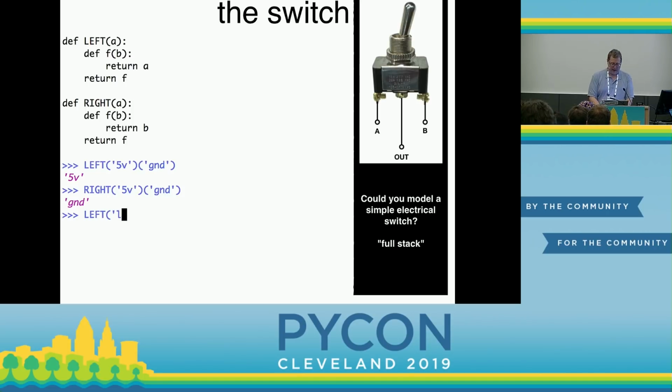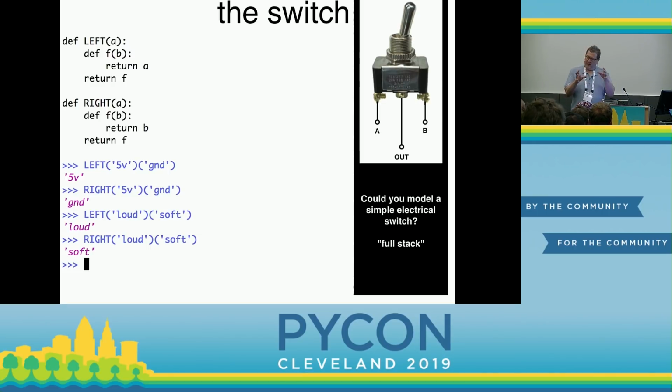You could have left of loud, like maybe loud and soft or something. If you're in the left, it means you're loud. If you're right, it means you're soft. It's still a little abstract, but essentially you're modeling a behavior. It's like the behavior of a switch is that if it's in the left position, you're connected to the A input. And if you're in the right position, you're connected to the B input. And that is what is happening here.